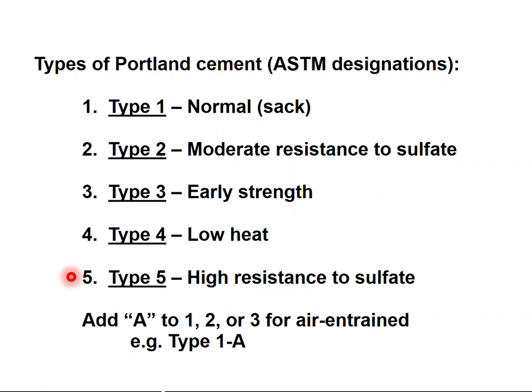Types 2 and 5 are resistance to sulfates in the groundwater. Those are those chemical attacks, right? The de-icing materials, the high sulfate groundwater. Type 2 is moderate resistance. Type 5 is high resistance. Type 3 is a high early strength concrete. And type 4 is a low heat producing, low heat producing cement, not concrete.